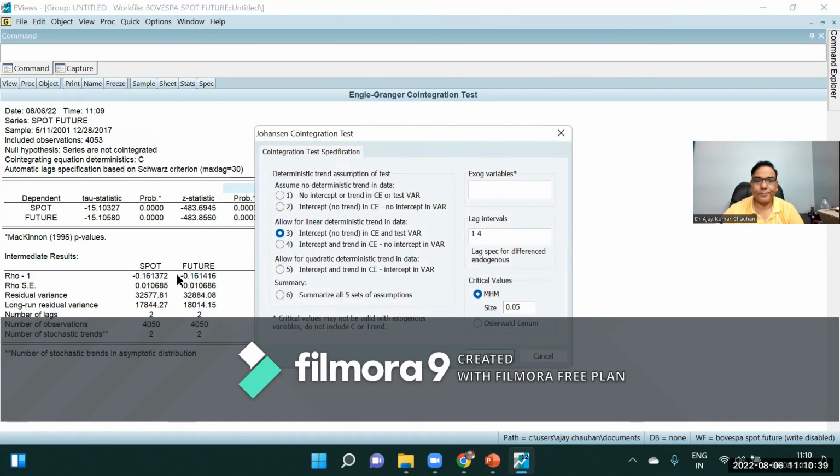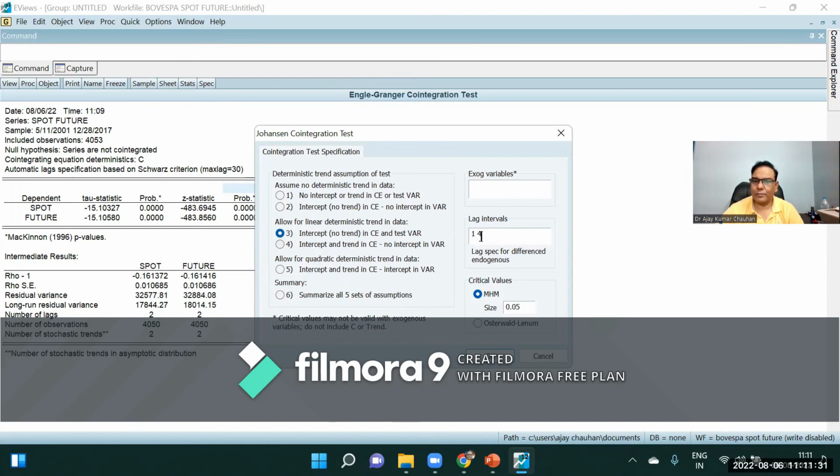Now, if we click on this, there are two things we need to decide. Number one, the lag interval. That is a very, very important part. And second, you can see there are assumptions: first, no intercept or trend; second, intercept in the cointegrating space; third, intercept but no trend; then intercept and trend. You have to be very, very careful in choosing these assumptions because they can change your results. By looking at the graph of spot and future, I am assuming intercept but no trend. This is the most popular assumption. And I am taking a lag of 4.